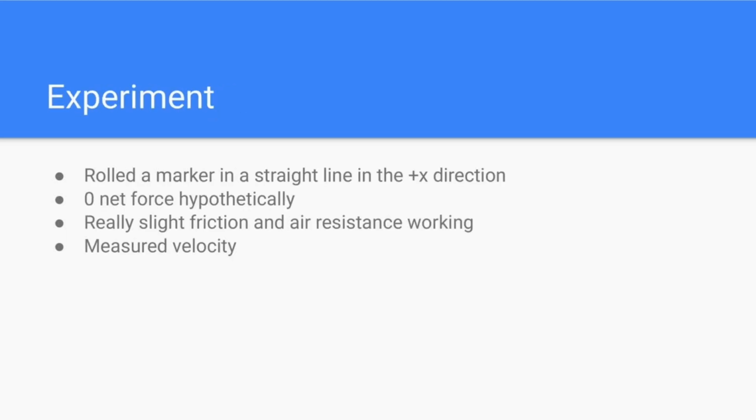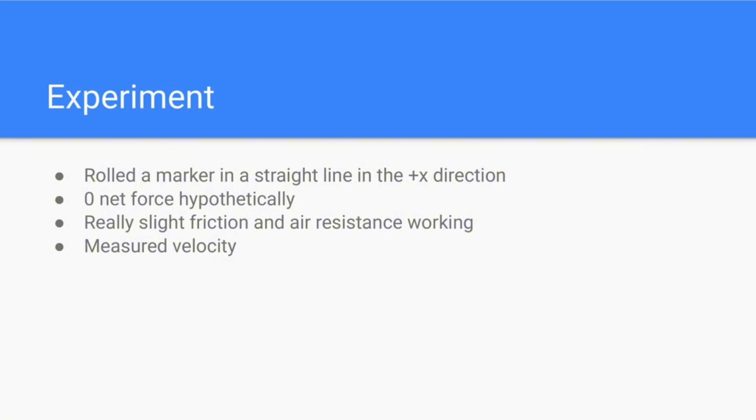For the experiment, we rolled a marker in a straight line in a positive x direction along a meter stick, and we took the points and put them in a tracker. We measured the distance traveled between each point so that we could determine the velocity of the marker in that time duration.